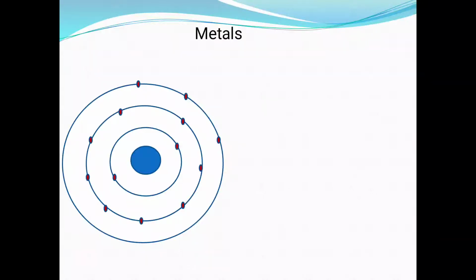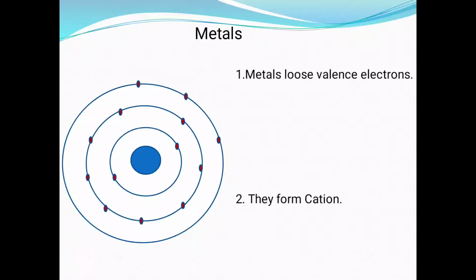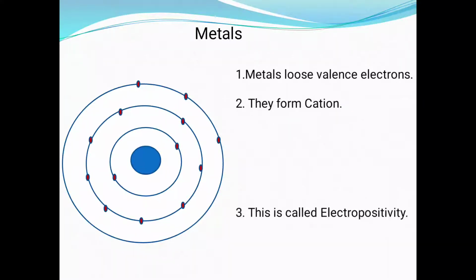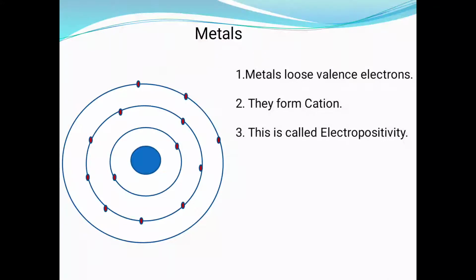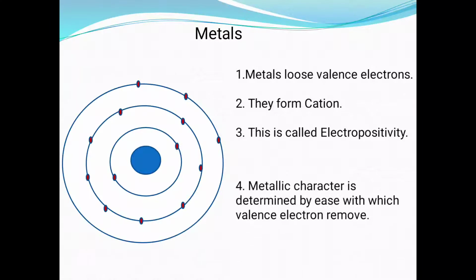So these are the characteristics of metal. Let's see it point wise. Metals lose valence electrons. We have seen this. After losing the valence electron, they form cations. Cation means what? Positive ion. This is called electropositivity. Okay, losing the electron and formation of cation, this process is called electropositivity.